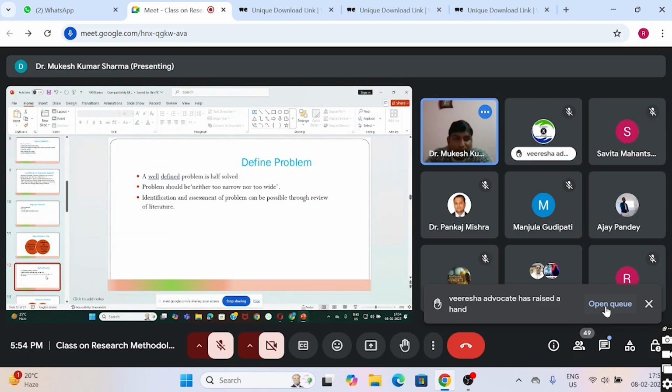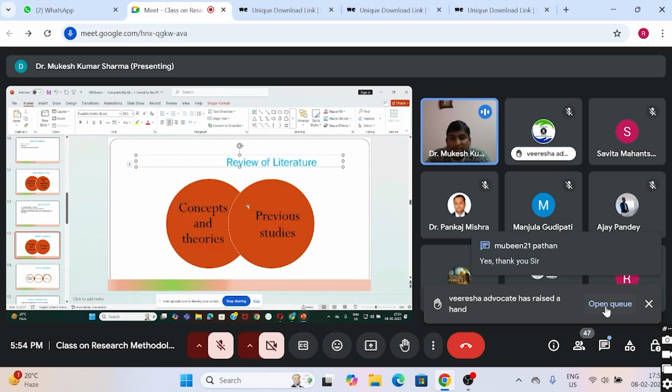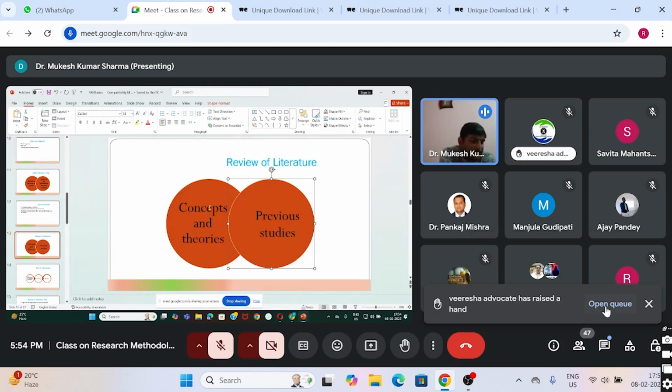Next, review of literature. How will you collect the reviews? Concepts and theory: go through the libraries, read the books, and you will find the concepts. Go through the previous studies and you will find some reviews. So on the basis of concepts, theories and previous studies, you can develop the review of literature.